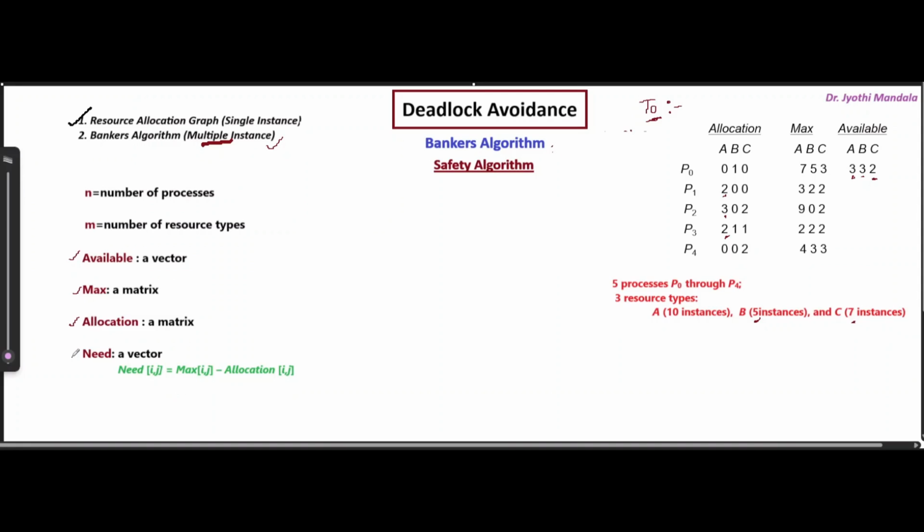And how many more are needed? You need to find out the need matrix also. Need means: this much has been allocated, but to complete its execution, how many more are required? Max is what it requires, but at time T naught it has been allocated this much only. The remaining requirement is told by the need matrix. What is this need for a particular process? You see, for the same example, need is like this.